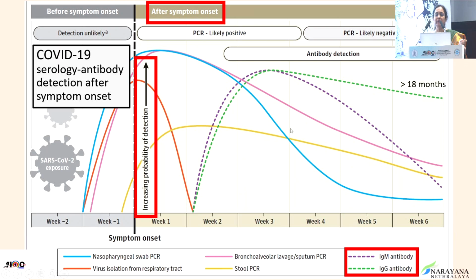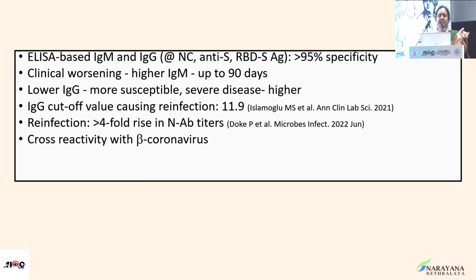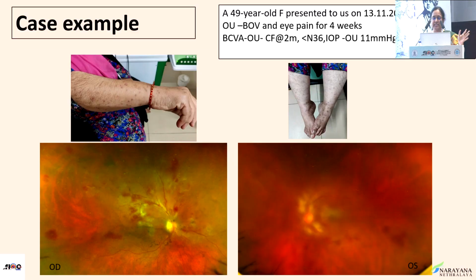So when we see the patient, we note how many weeks post-fever or infection we are seeing, and accordingly what we can anticipate. So we have to order that antibody testing. ELISA-based IgM and IgG are available. If you have increased IgM, we saw clinical worsening. Reinfection is indicated if there is more than a 4-fold increase in antibody titers. Most challenging was cross-reactivity of the coronavirus with many organisms.